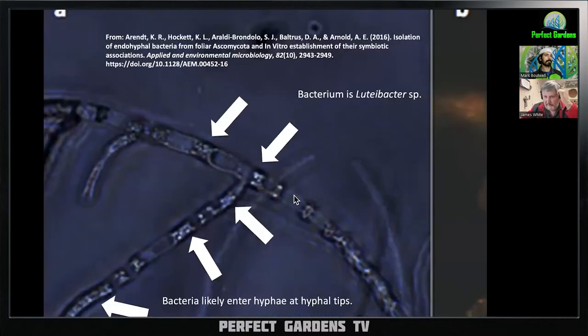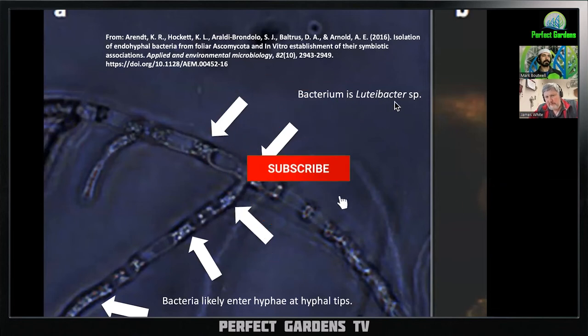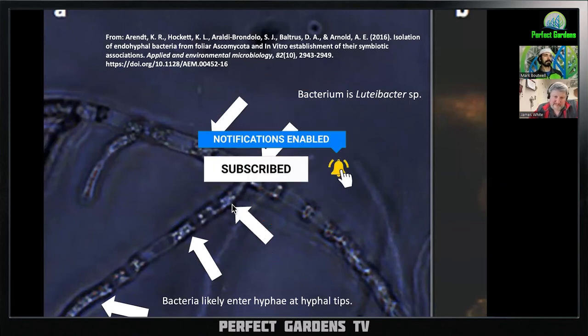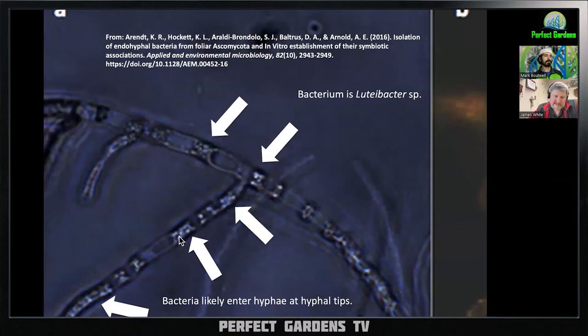This actually is from someone else's paper. So those other images are from my lab here at Rutgers. And this actually is a hypha from another paper. And this bacterium Luteobacter, which they've identified, but you could see they're inside just exactly the same way I showed you in those other images.